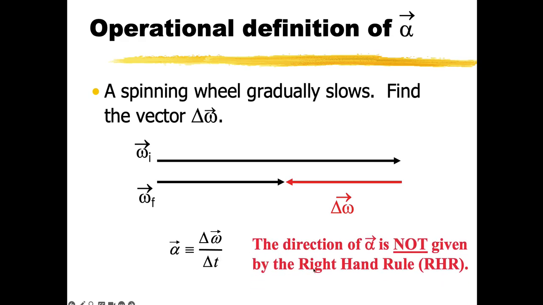And one thing to keep in the back of your mind is that the direction of alpha is not necessarily given by the right-hand rule. There are ways you can use it to think about it. You can use the right-hand rule to sometimes think about alpha, but you do need to be careful.